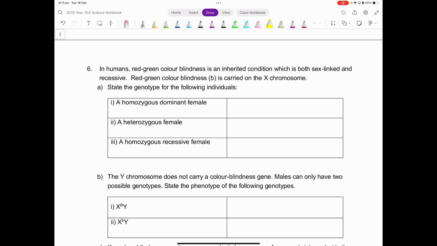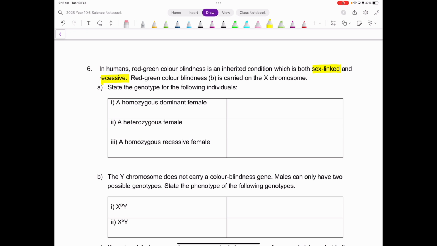Okay? So, red-green colour blindness is an inherited condition which is both sex-linked and recessive. So notice in the question how it's told you, number one, it's sex-linked, and number two, it is recessive. This is similar to your tests, okay? Your tests will try and guide you down the line of what the condition is.